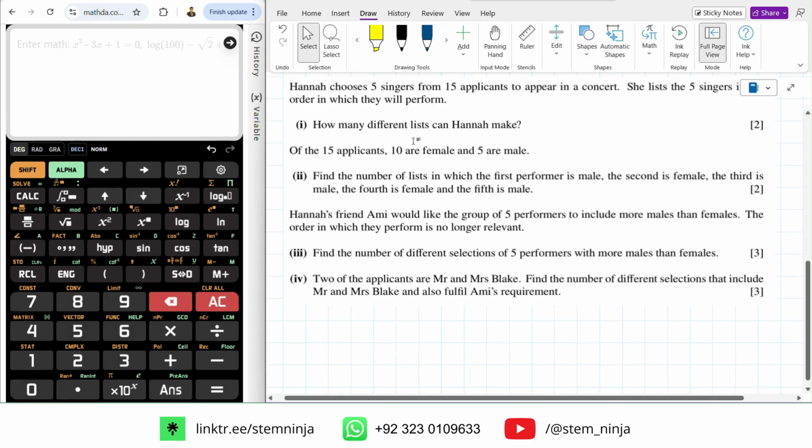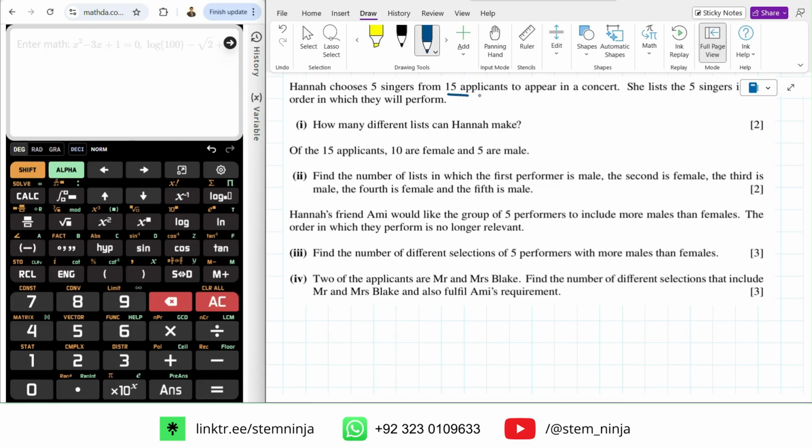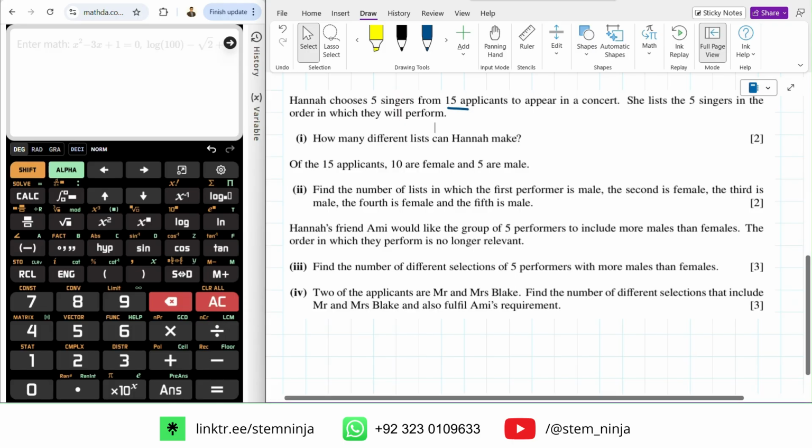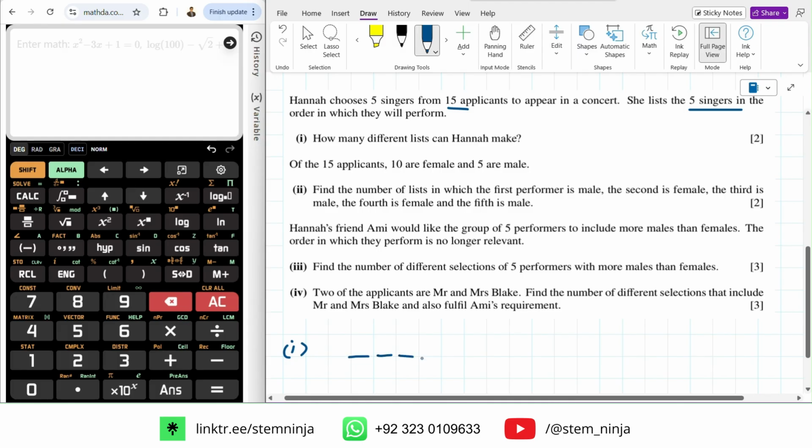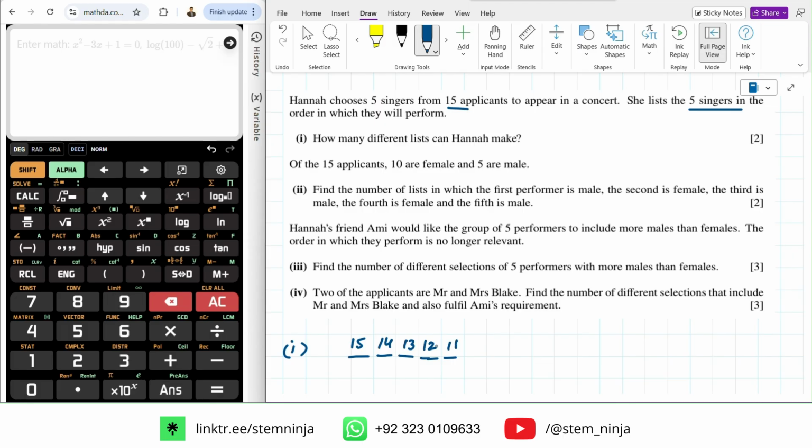Hannah chooses 5 singers from 15 applicants to appear in a concert. She lists the 5 singers in the order in which they will perform. How many different lists can Hannah make? Now this is a very easy part. So we have 5 places and the order is important. So the first place 15 choices, then 14, 13, 12 and 11.